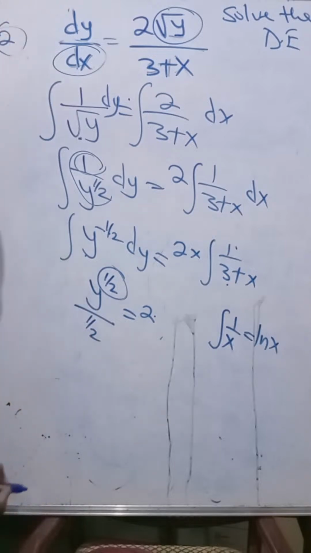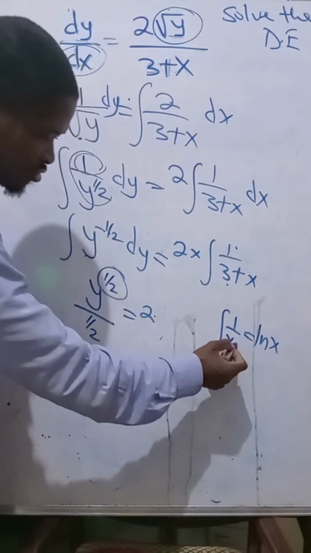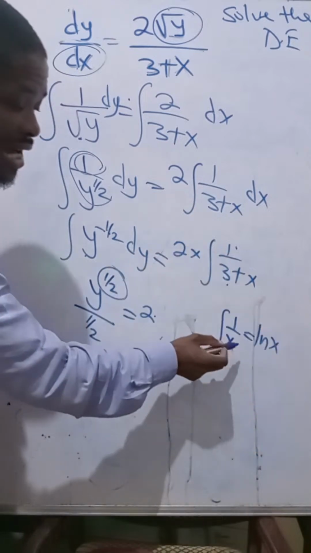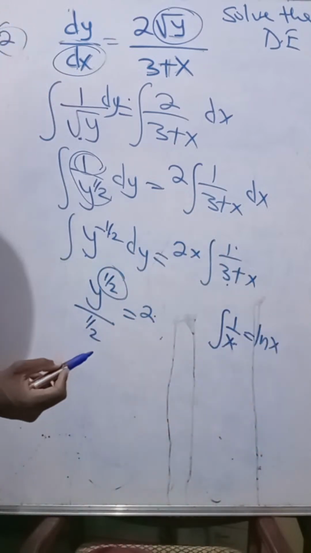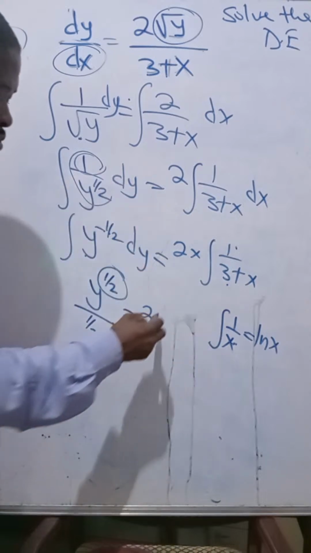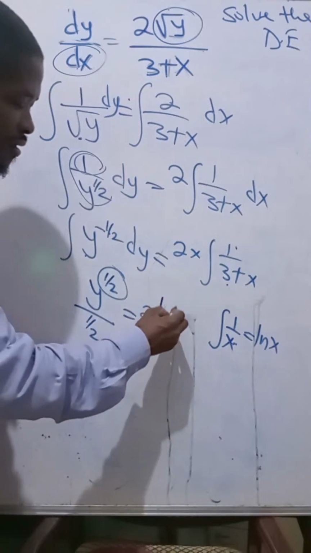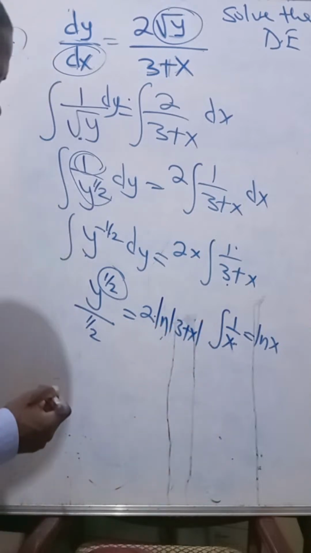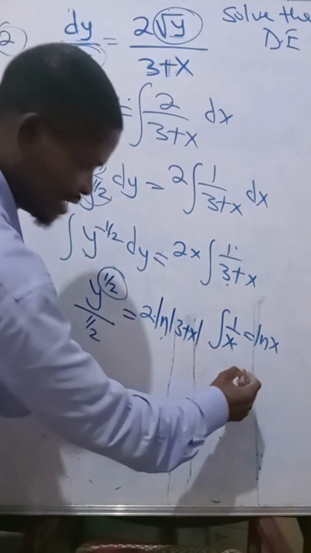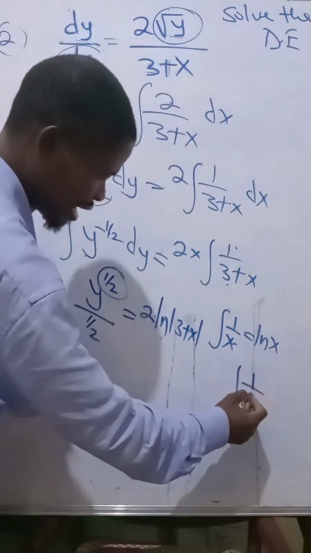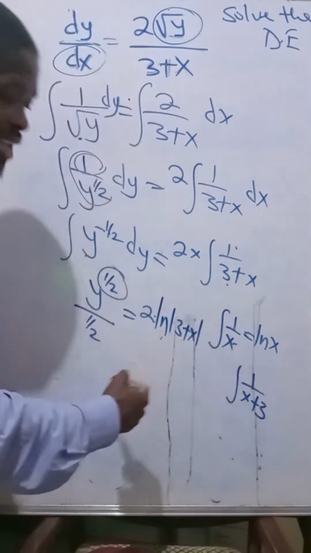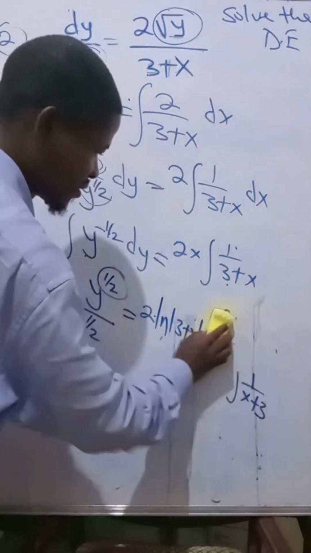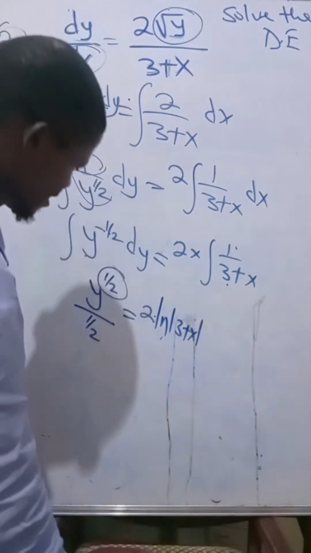Okay, so it doesn't matter whether you are adding or subtracting at the denominator. It doesn't matter. It will give you the same answer. So this will be natural logarithm of what? Of 3 plus x. Okay, whether you have integral of 1 over x plus 3 or 3 plus x, it will give you the same answer.